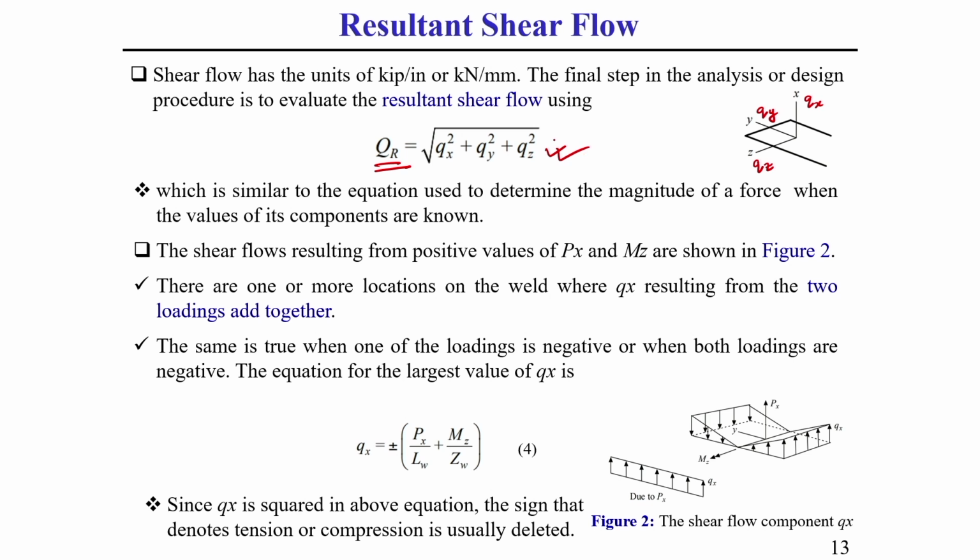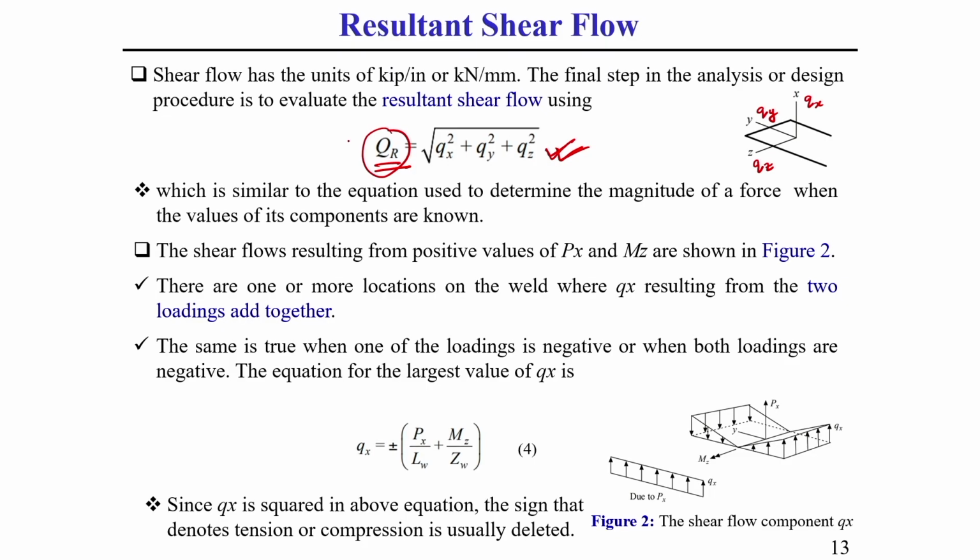This is similar to the equation used for determining the magnitude of a force. If the components of the force are known, the resultant magnitude of the force is the square root of f x square plus f y square plus f z square. In a similar way, the resultant shear flow q r can be calculated as above.